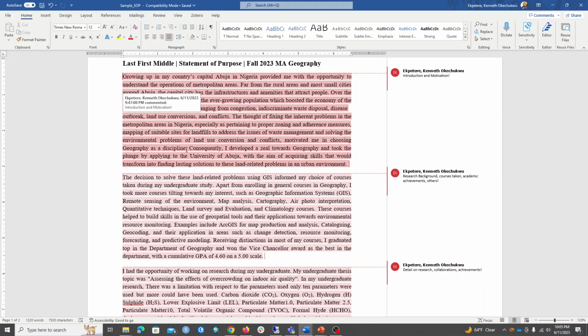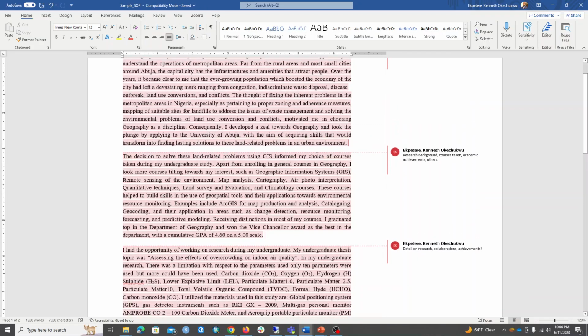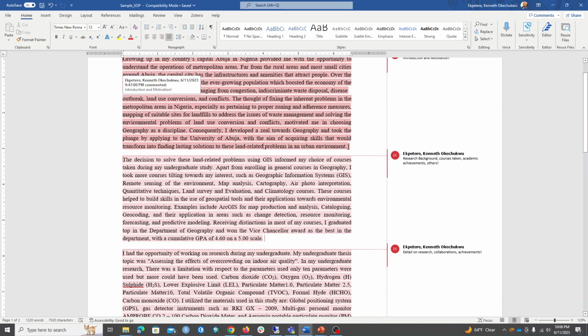So now this person is talking about why she chose geography as a discipline. There were some problems, right? In terms of, she mentioned this area of congestion, overpopulation, indiscriminate waste disposal. As a result, consequently, she said, I developed a zeal towards geography and took the plunge by applying to the University of Abuja with the aim of acquiring skills that would transform into finding lasting solutions to these land-related problems in an urban environment. All right, that's why she chose geography on the undergraduate.